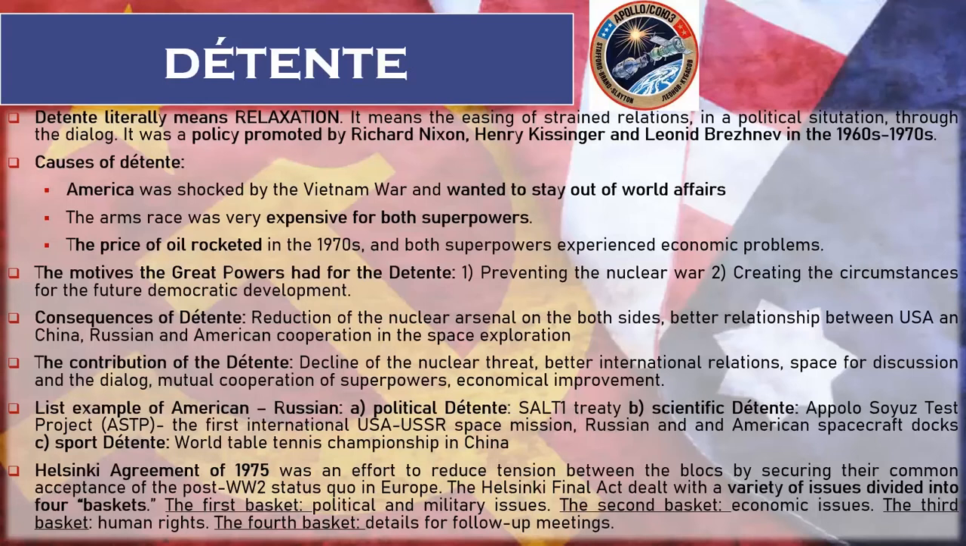The consequences of Détente. It caused a reduction of the nuclear arsenal on both sides, on the Soviet and American side as well. Better relationship between the United States and China, Russian and American cooperation in space exploration, for example. So from the nuclear and space race, USSR and USA even started to cooperate in exploration of space. So you can see the picture above the text, and it's from the Apollo-Soyuz Test Project, ASTP, that was realized by an international mission. It was Apollo 13.